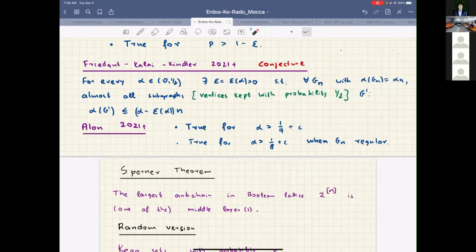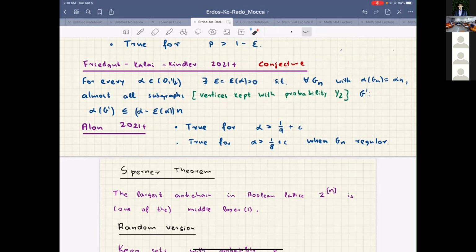So what is the conjecture? Assume that we fix alpha, a constant. Then for this alpha there exists an epsilon such that every n-vertex graph with independence number alpha times n has the property that if we keep vertices with probability 1/2, or one could say that we are looking at almost spanning subgraphs, the subgraph has independence number strictly less than the independence number of the graph before.